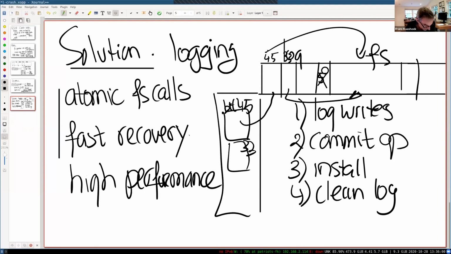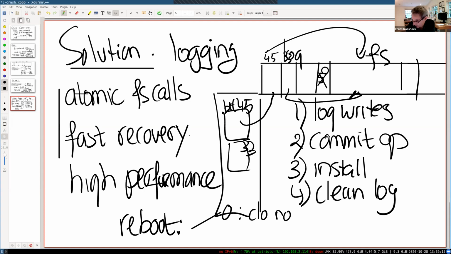Let's say we crash, and so we reboot. On reboot, what the file system does is look at the commit record and see what its value is. If it is 0, we do nothing in our simple scheme. If it's bigger than 0, we know that there are blocks in the log that need to be installed, and we apparently didn't finish the installation. We crashed after the commit but before cleaning the log. So we reinstall, and after we reinstall, we clean the log.